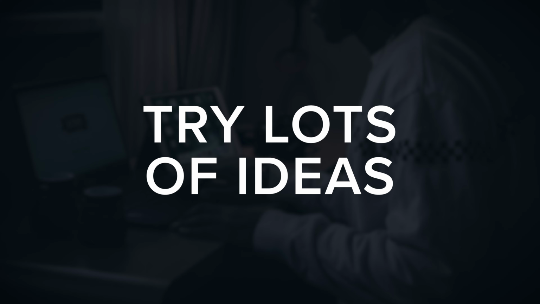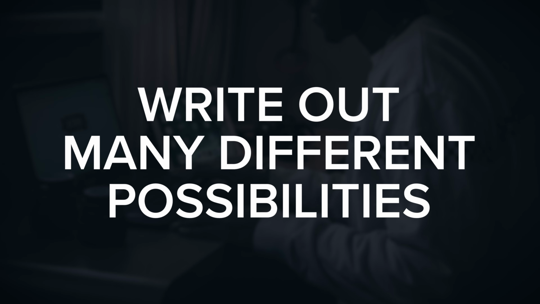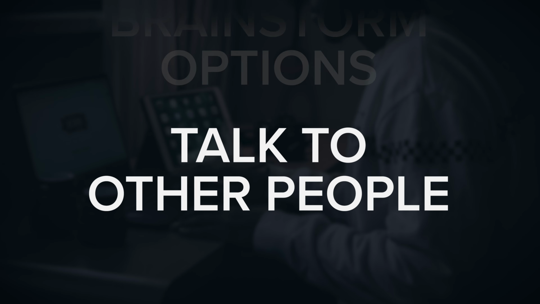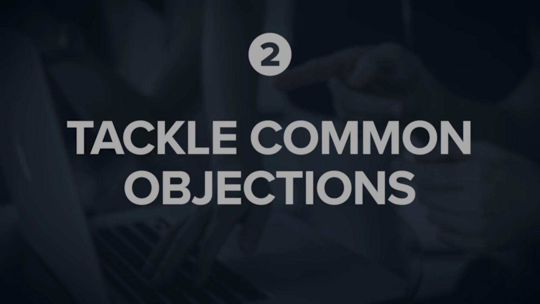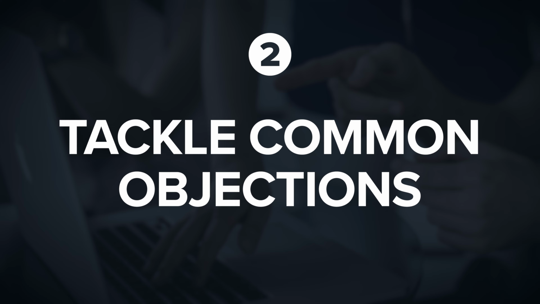So you want to choose subject lines, and this can take time. I don't want to give you the false impression here. This isn't a speedy process. You need to try lots of ideas, write out many different possibilities, brainstorm options, talk to other people, get their opinions, but really come up with subject lines that hit this balance between intrigue and then aligning with the ultimate message of the email. Number 2, tackle common objections.